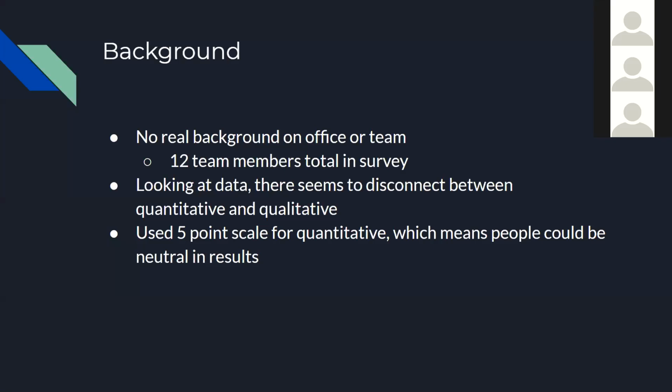It's a team within the team. The quantitative data was designed to not look bad, but the qualitative data actually makes it look bad when you compare one to the other. They used the 5-point scale for quantitative, which means people could have neutral results. We think it should be on a 4-point scale because neutral is going to give people a way out.